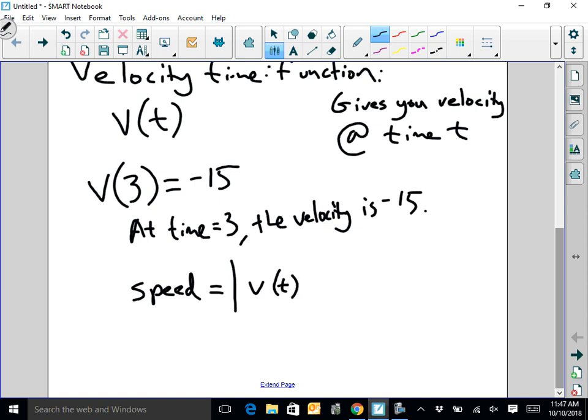They get really tricky on the test on questions about speed. So just always remember, when in doubt, speed is always positive. It's the absolute value of velocity. Okay? The A is for acceleration.